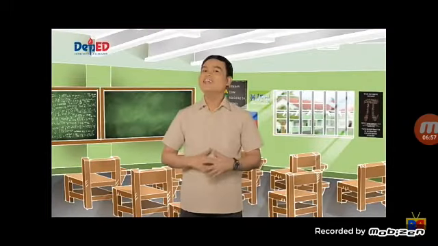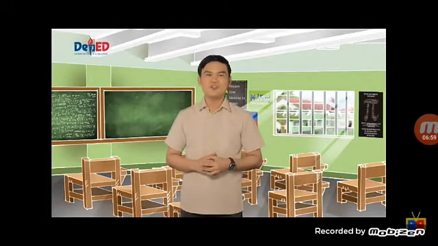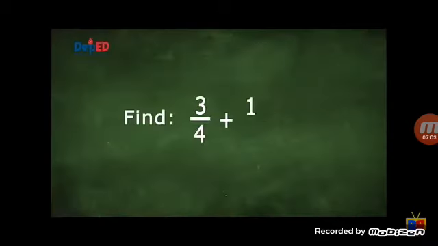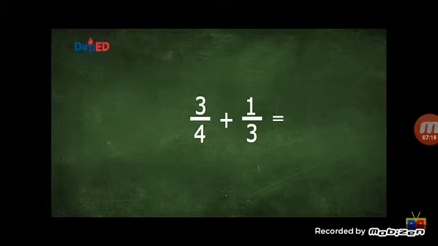This time, let us try adding simple fractions with regrouping in the sum. Find 3/4 plus 1/3 equals n. Again, since the denominators of the fractions are not the same, we need to change them into similar fractions for we cannot add directly. Let us do this step by step.